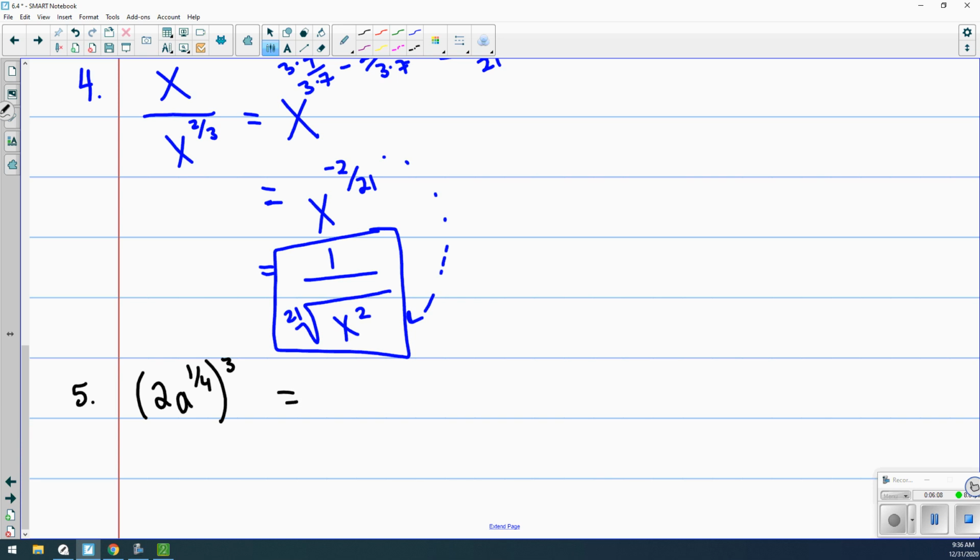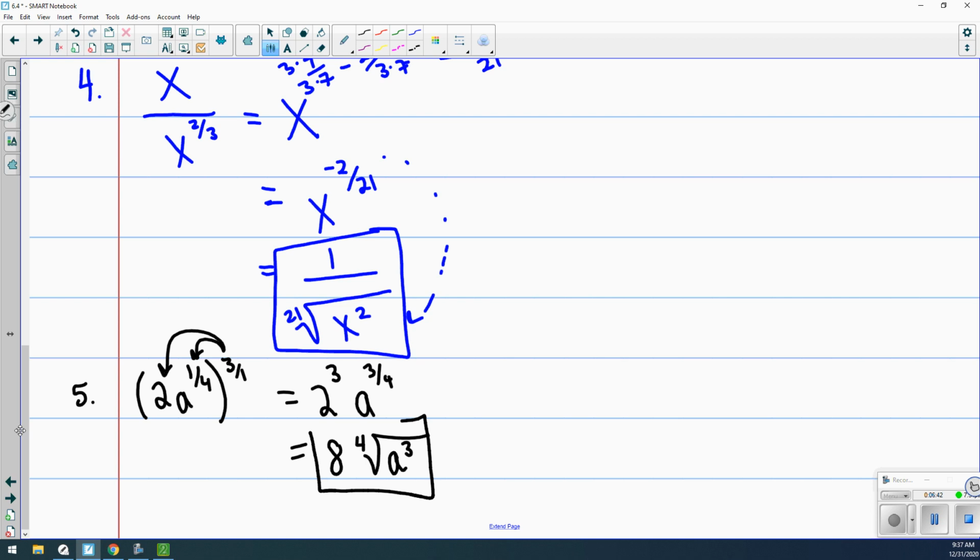Okay, so another exponent rule says that if you're raising a bunch of stuff to a power, everything gets raised to that power. So I'm essentially distributing in the power here. This becomes 2 to the 3rd, and then a to the, well, I need to multiply top times top, bottom times bottom. So 2 to the 3rd times a to the 3/4. 2 to the 3rd is 8. A to the 3/4, well, that's going to be something with a root of 4, and then a to the 3rd power. 8 times the 4th root of a to the 3rd. That's it for number 5.